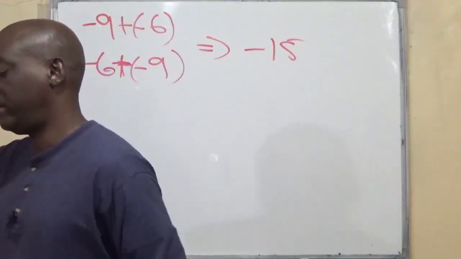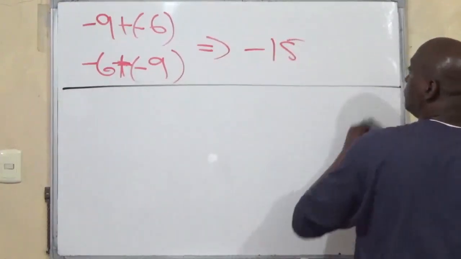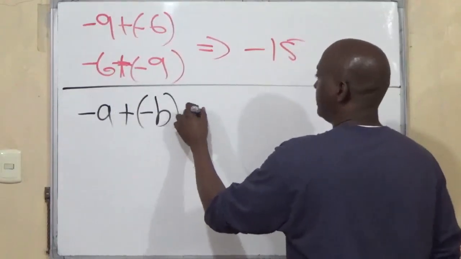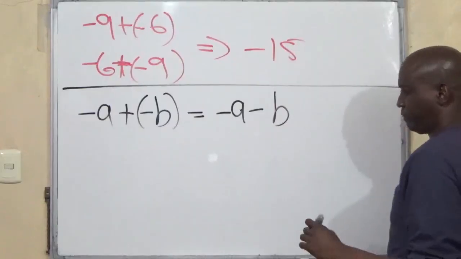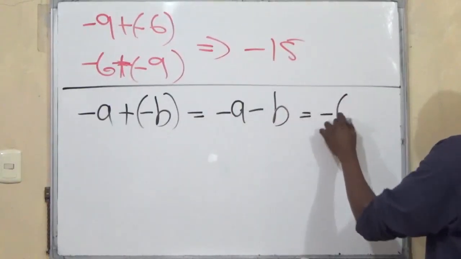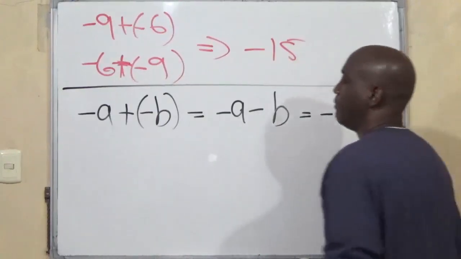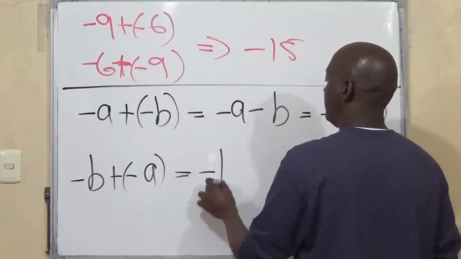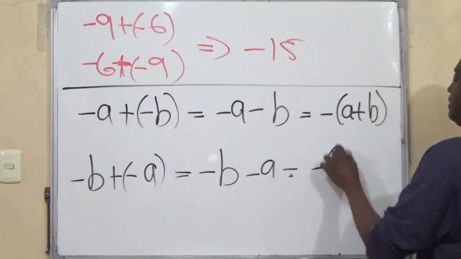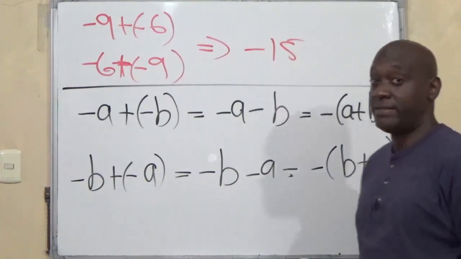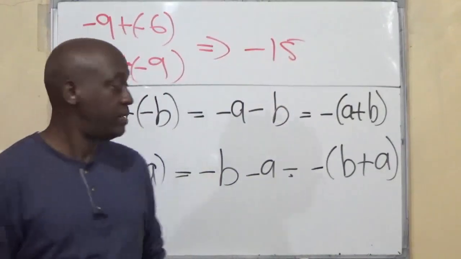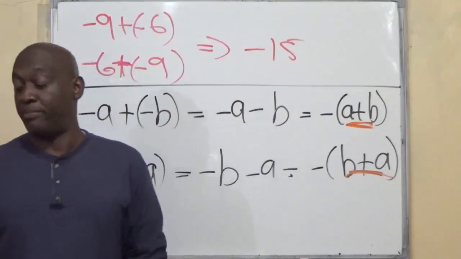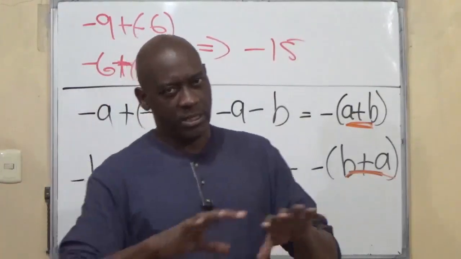Right, so we're going again. So to generalize, we can say that minus A plus minus B is equal to minus A minus B, which is equal to minus into A plus B. We could also say that minus B plus minus A is equal to minus B minus A, which is equal to minus into B plus A. And we already established previously that A plus B is the same thing as B plus A via the property of commutativity, the commutative property.